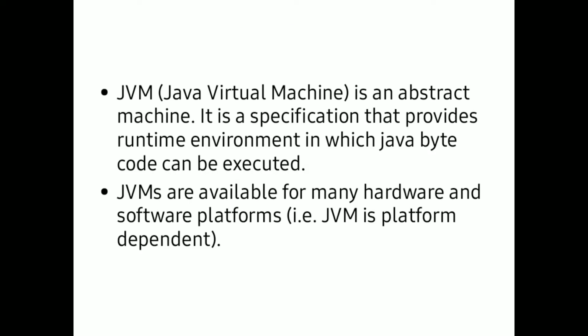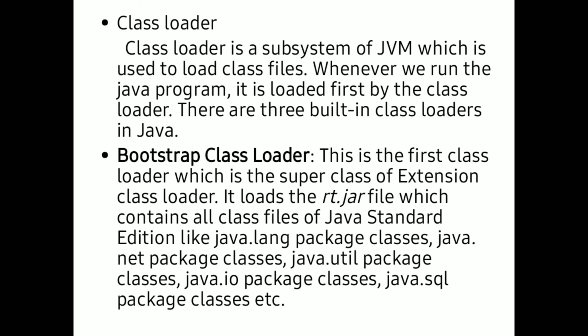JVM is an abstract machine. It is a specification that provides a runtime environment in which Java bytecode can be executed. So the JVM provides the runtime environment for executing Java bytecode. That means Java bytecode can be executed only in the JVM. JVMs are available for many different kinds of hardware and software platforms. So the JVM is platform independent.